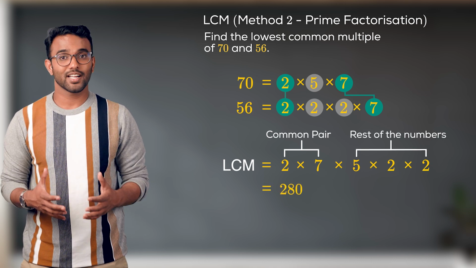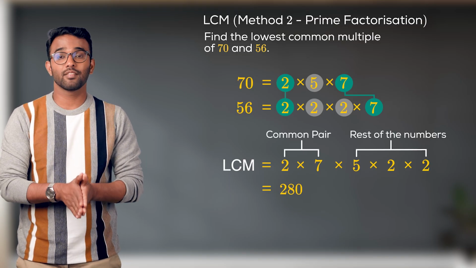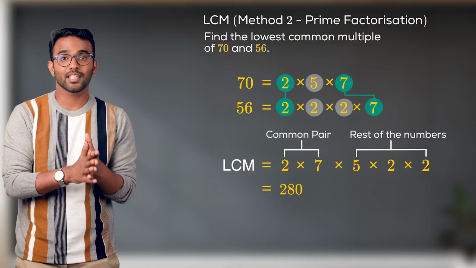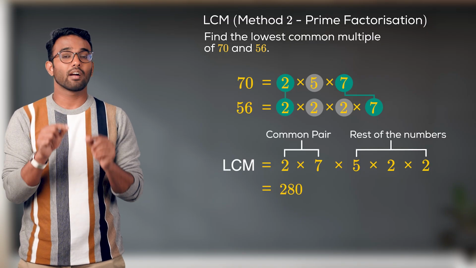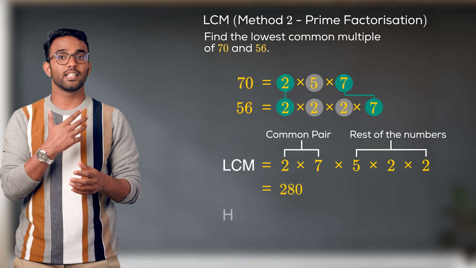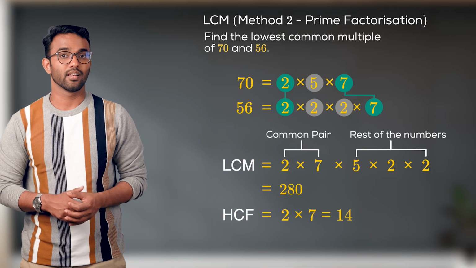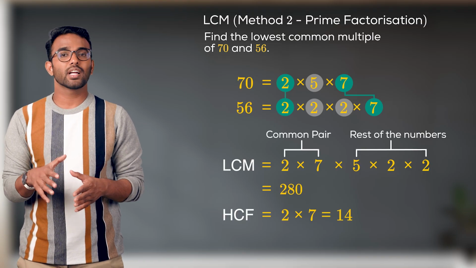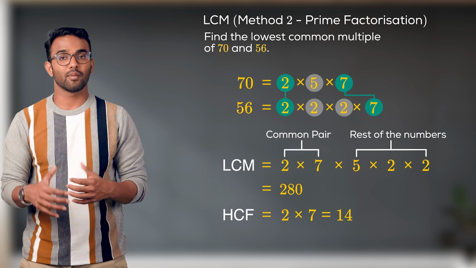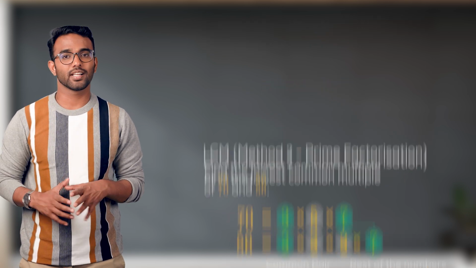So using prime factorization is just another method. Please don't get confused using this method finding LCM and HCF. If you want to work out the highest common factor, you would be only working out the common pairs multiplied here. So if you want to work out HCF in this case, that would be just 2 times 7, which is 14. When you work out LCM, we work out the multiple of common pair and multiply with the leftover numbers as well. So just to make things clear with this method, let's do one more example.